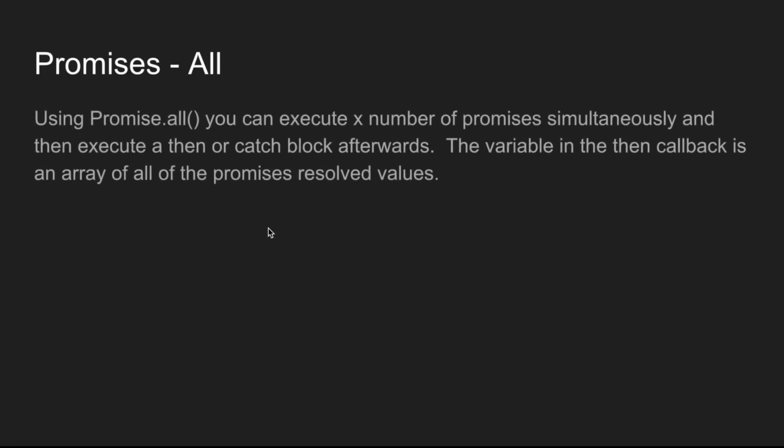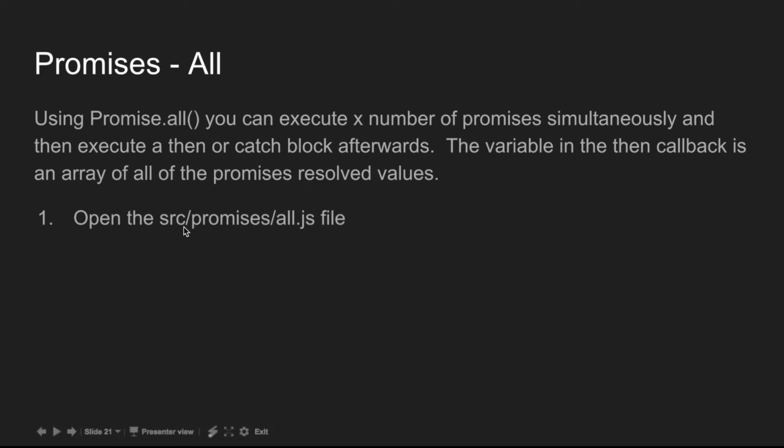All right. So there's also a neat little function called promise.all where you can execute X number of promises simultaneously and then execute a then or a catch block afterwards. So the variable that comes back in the then when you do promise.all is an array of all of the resolves from all the promises that you passed in. It's also important to note that the one argument to promise.all is an array of promises.